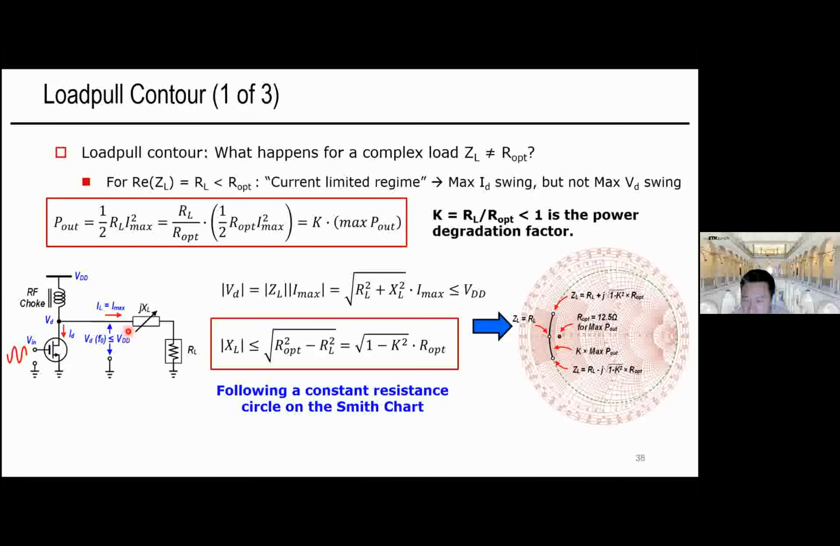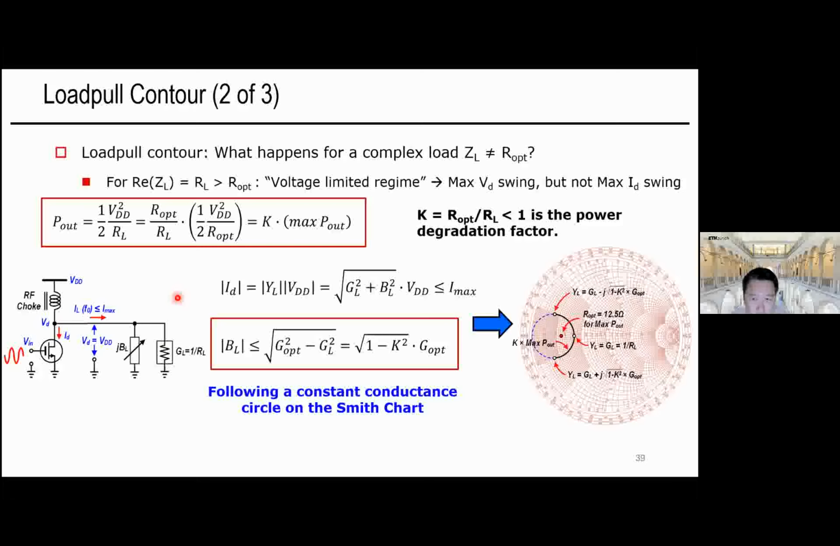Very similarly, we can look at the case when the real part of the load is larger than R optimal. In this case the device is operating in the voltage limited regime, in the sense that it achieves maximum output voltage but without reaching the maximum output current. Similarly, we can put a reactance in parallel, and for the same output power and the same power degradation factor, the impedance trajectory follows a constant conductance circle on the Smith chart.